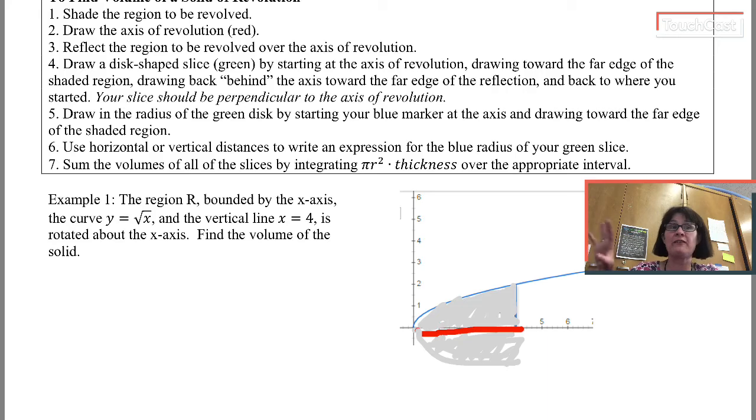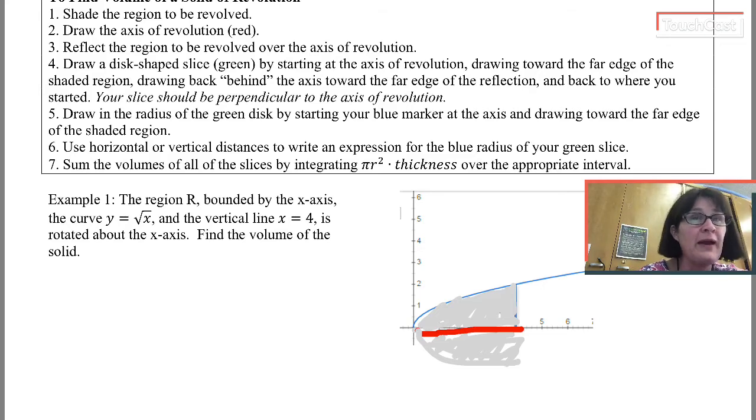There are other ways to find volumes that you could look up, that you might enjoy, that you might study in college. But in high school calculus, we're going to always slice perpendicular to the axis of revolution. So here, if I revolved around the x-axis, that means I'm going to have to take my slices vertically. The x-axis is horizontal, so I'm going to slice vertically.